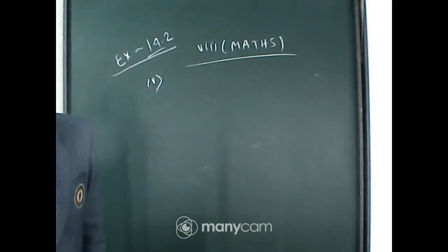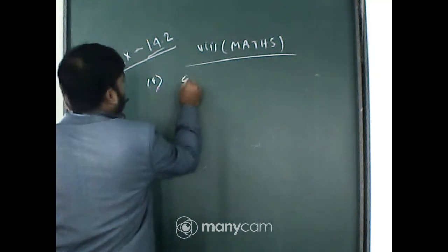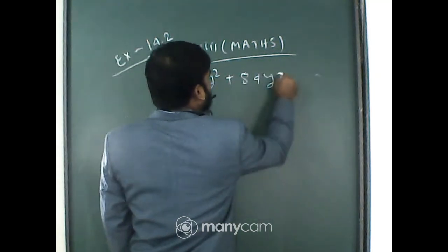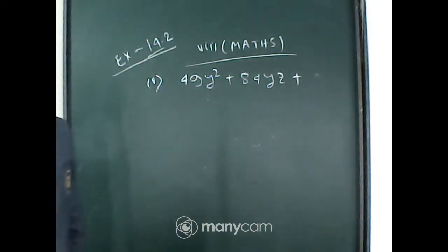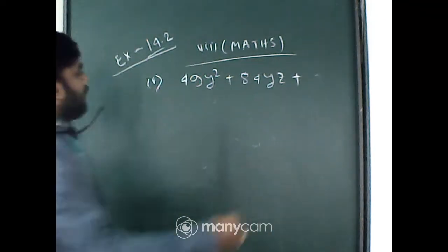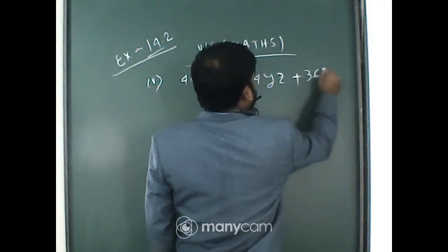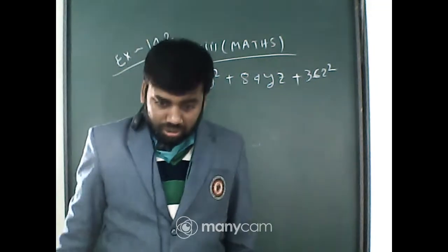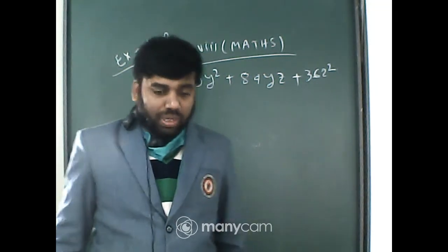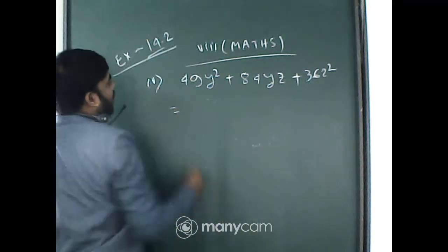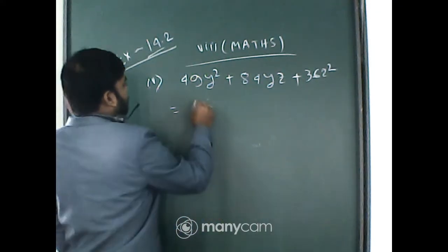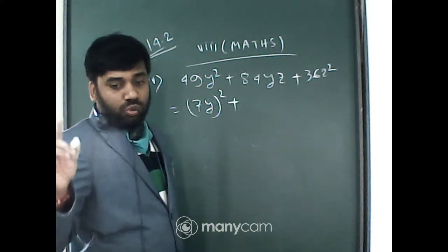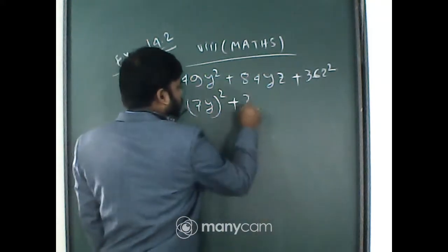Okay, that is 49y square plus 84yz plus 36z square. In the same way, students, you have to arrange it like that. You can apply a plus b whole square. So 49y square you can write as 7y whole square.